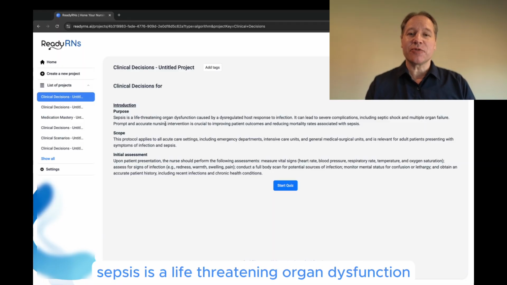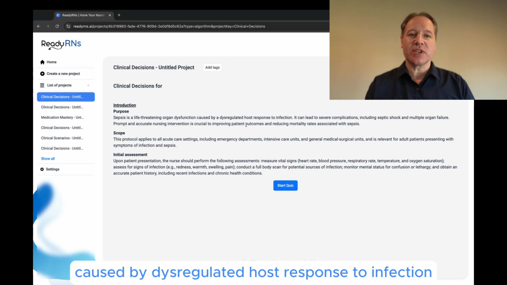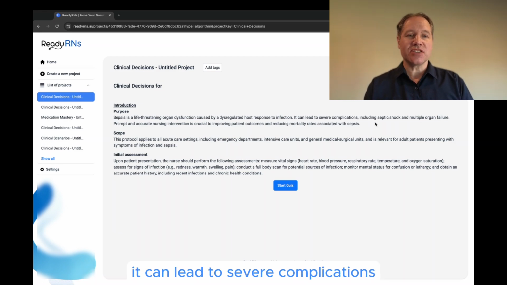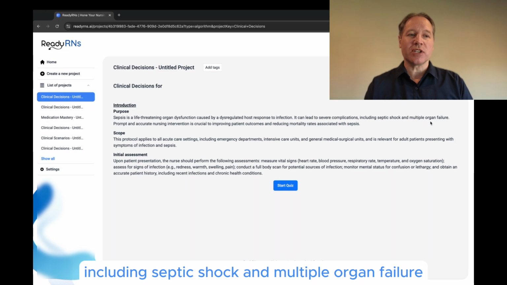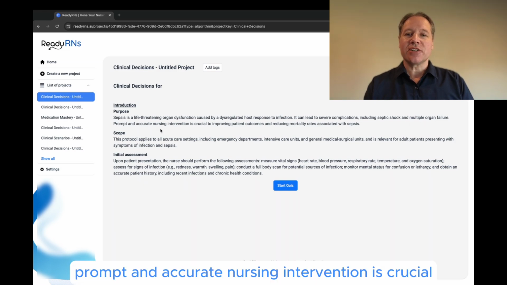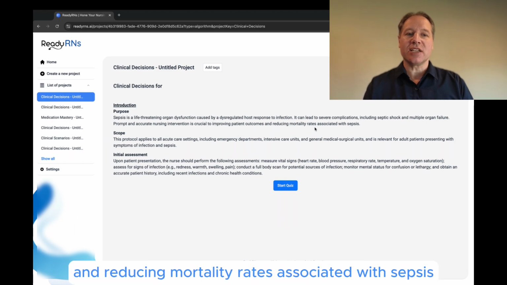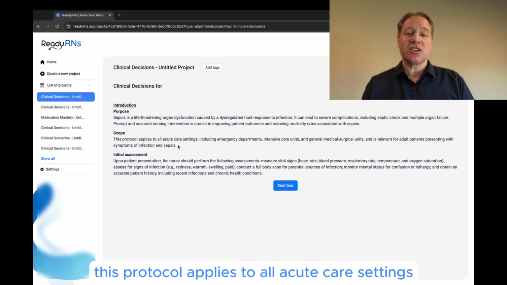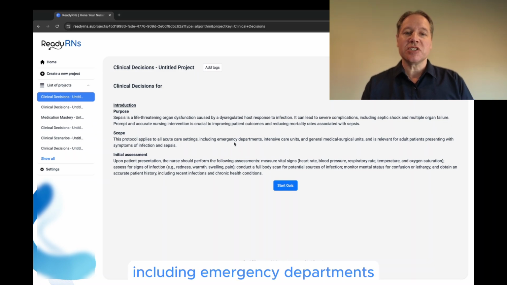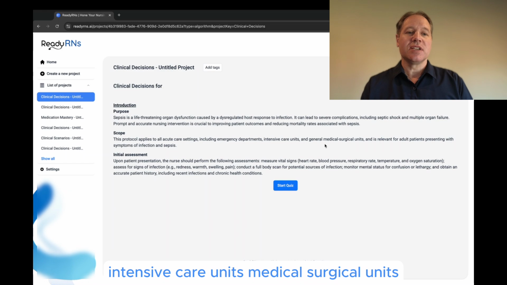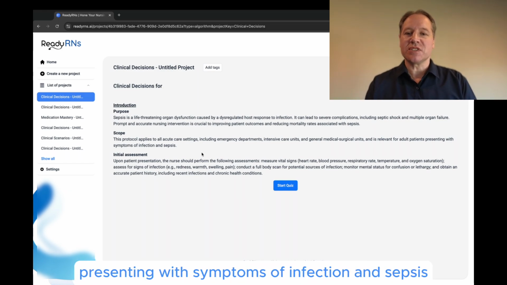Says sepsis is a life-threatening organ dysfunction caused by dysregulated host response to infection. It can lead to severe complications, including septic shock and multiple organ failure. Prompt and accurate nursing intervention is crucial to improving patient outcomes and reducing mortality rates associated with sepsis. This protocol applies to all acute care settings, including emergency departments, intensive care units, medical surgical units, and is relevant for adult patients presenting with symptoms of infection and sepsis.